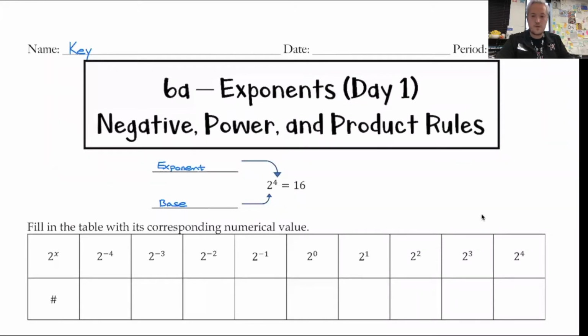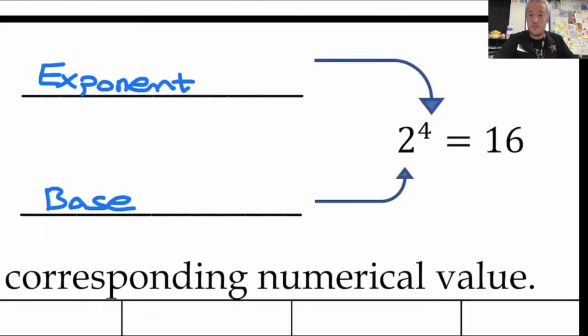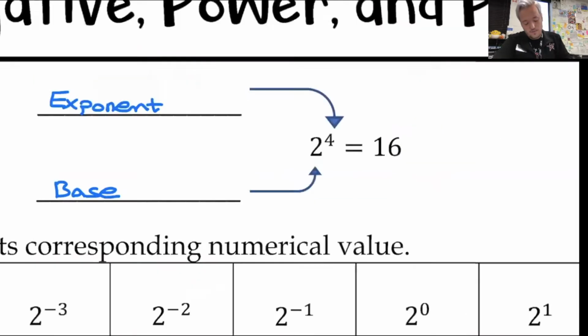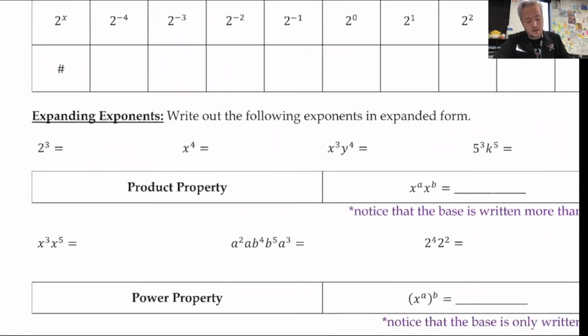Hello, everyone. All right, so we're starting Unit 6. Unit 6 is about exponents and polynomials. So we're going to start off with just day one of exponents. Looking at exponents, just to be acquainted with the different parts, the actual number itself is going to be called the base, whereas the power it is being raised to, that is the exponent. So we're going to look at expanding these first, just to get an idea of what we're doing.